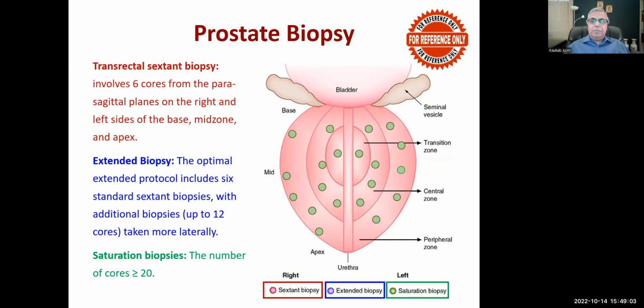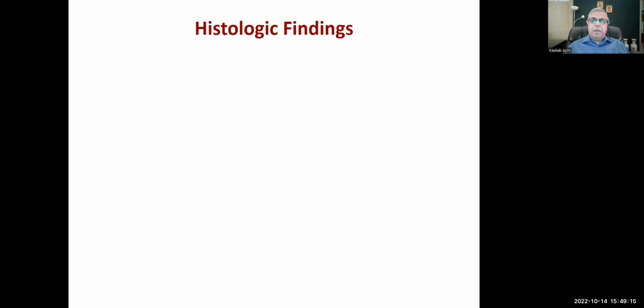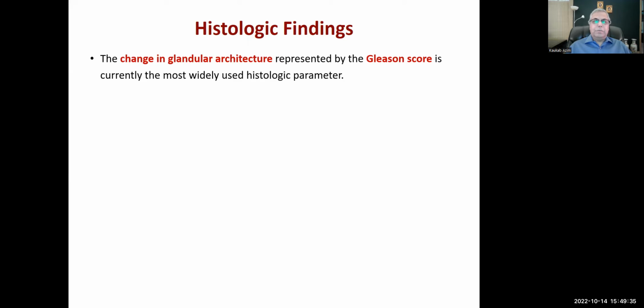So here is saturation biopsies. You're almost obtaining cores from every area of the prostate gland, including base, midzone, and apex. Okay, right. Then histologic findings. Now, although the pathologist prepares his slides from the 12 cores that he gets from the urologist, there are certain histological findings which are still not seen in the slides that he prepares from those cores.